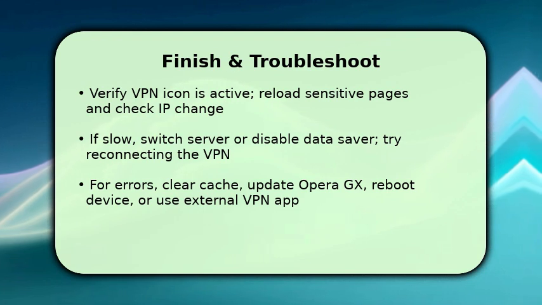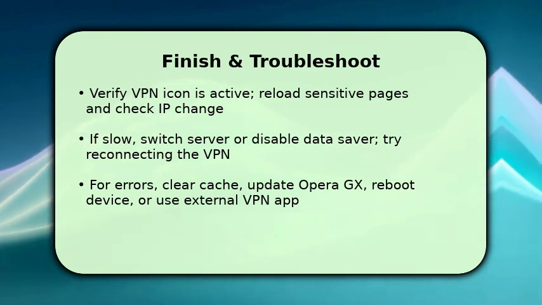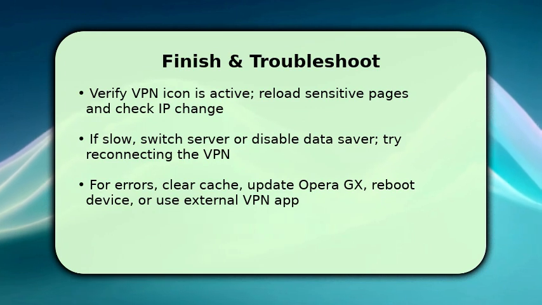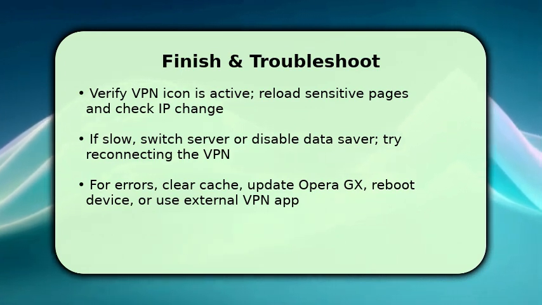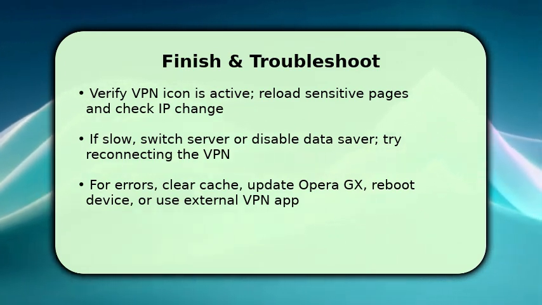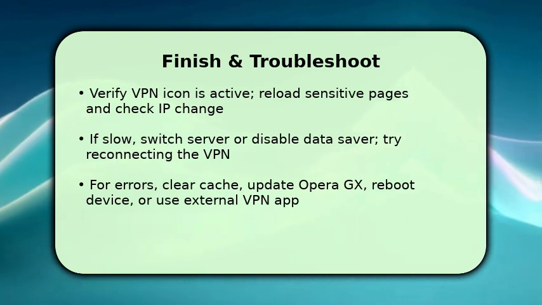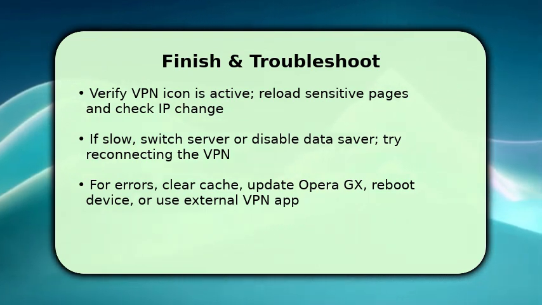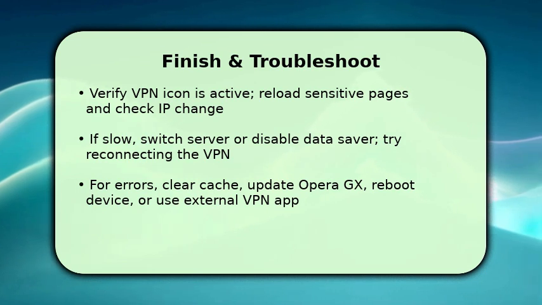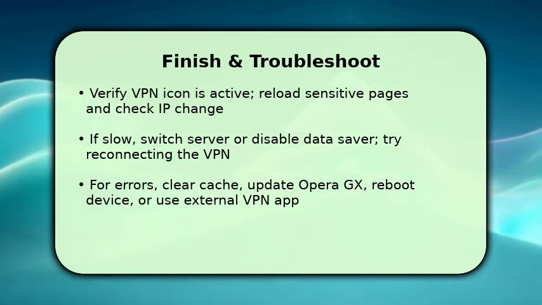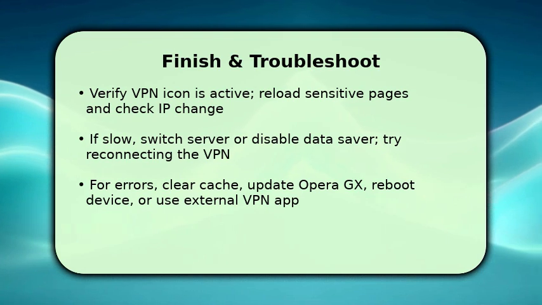If performance is slow, switch to a different server or temporarily disable data saver. Latency and packet loss often stem from server load. If the VPN fails entirely, clear Opera GX cache, update the app, or reboot your device. As a final fallback, install a reputable external VPN app and route traffic through it instead.